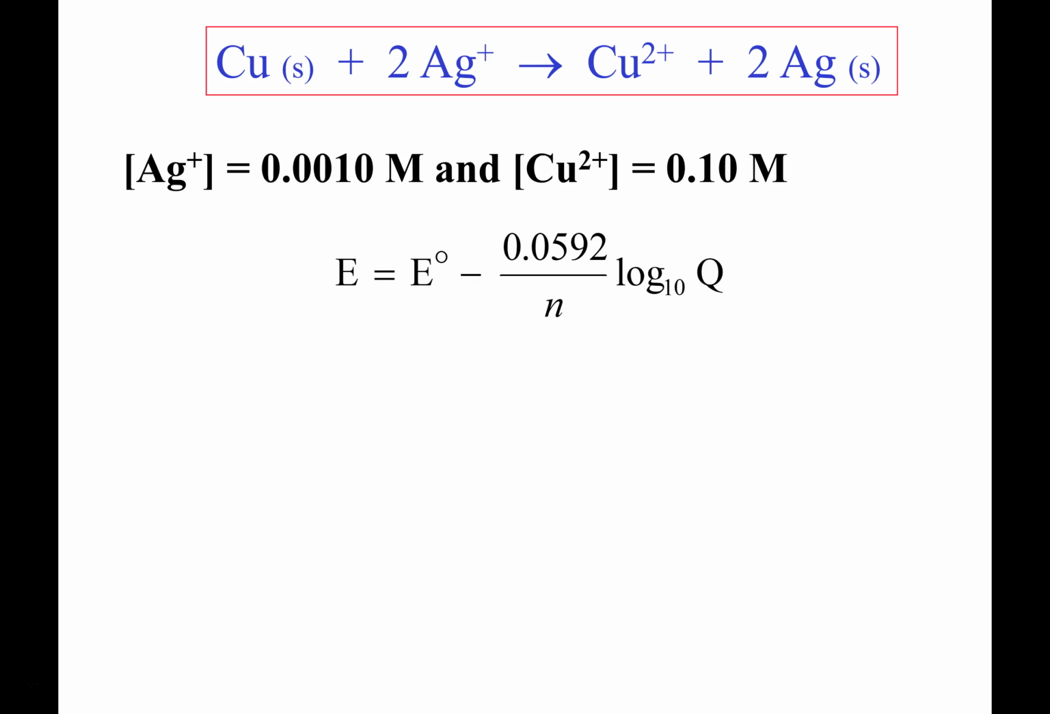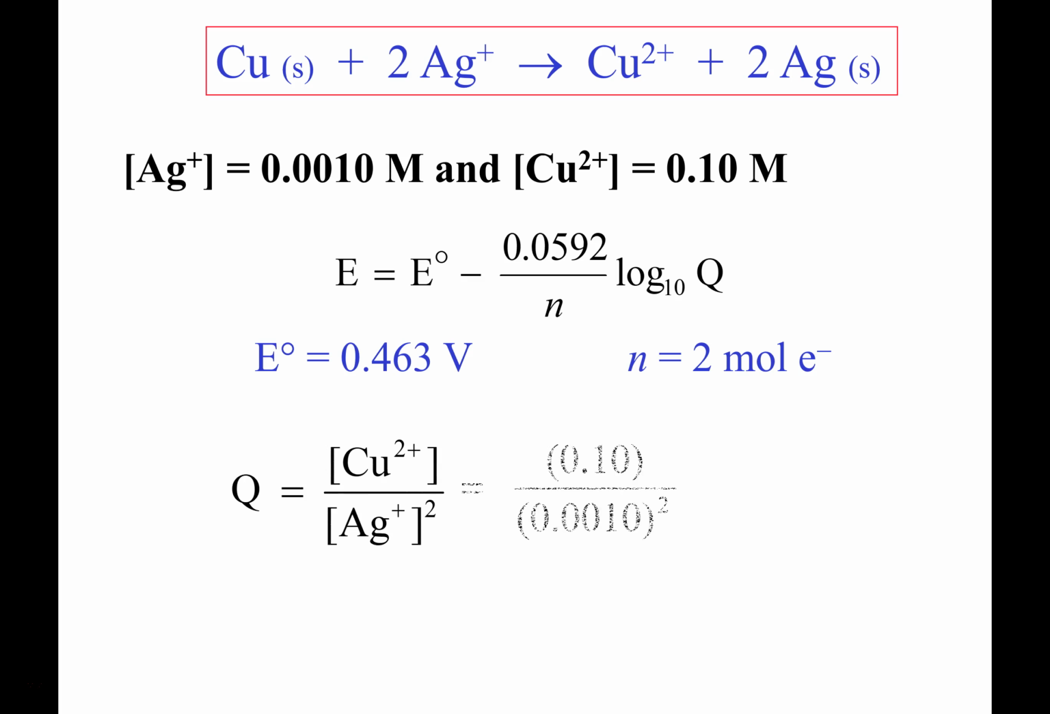So again, we're using the Nernst equation, where the standard cell potential was 0.463 volts. The number of moles of electrons transferred, 2 moles. But now our Q is 0.10 divided by 0.0010 raised to the second power, which gives you 1.0 times 10 to the minus 5th. So we're going to end up taking the log of that number.